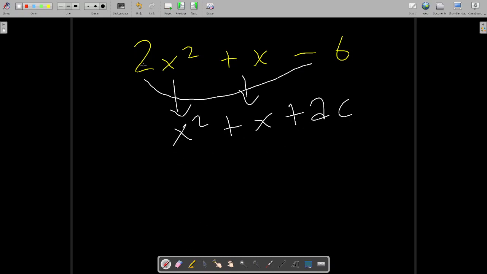So 2 times negative 6, which is a times c. 2 times negative 6 will be negative 12. So we'll replace the ac with negative 12.